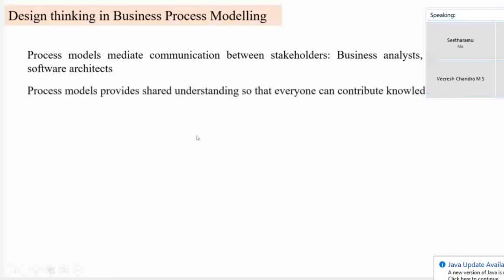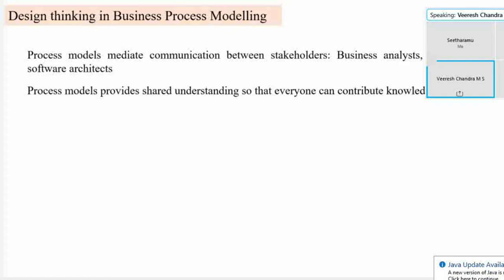So these models, they provide a shared understanding so that everyone can contribute knowledge. So obviously, when you know each and everything going on in this particular firm, each and every process which is happening on that product, which is happening on that raw material, so the knowledge is shared. That is, we can contribute our knowledge.